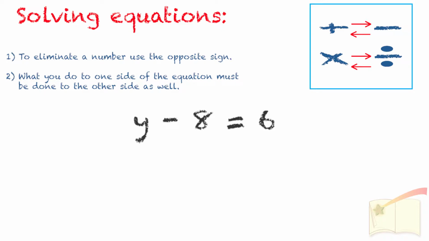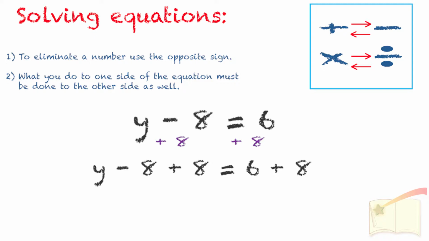y minus 8 equals 6. Straight away you can see that 8 is being subtracted from y. Looking back at our key points, we need to eliminate a number using the opposite sign. Since 8 is being subtracted from y, we now need to add 8 onto both sides of our equation because our second key point says whatever you do to one side, you must do to the other. So if you rewrite this out, you will then have y minus 8 plus 8 equals 6 plus 8. All I have done to the previous equation is just add 8 to both sides.